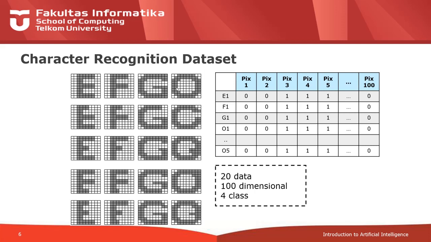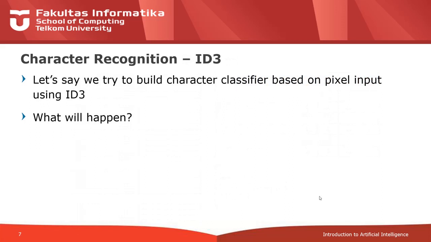And then we have 4 classes, and for each class we have 5 different samples or variations, and we have 100 attributes or 100 dimensions. So let's say, what if we try to use ID3, the decision tree algorithm, to build this classifier? What will happen?